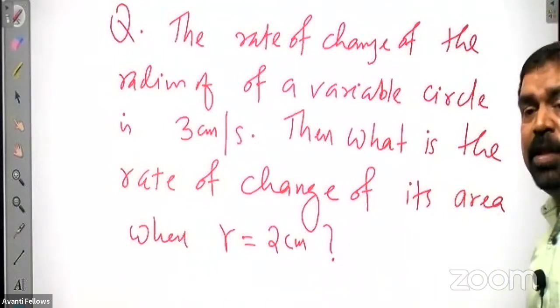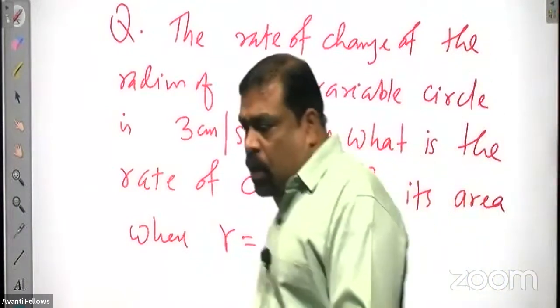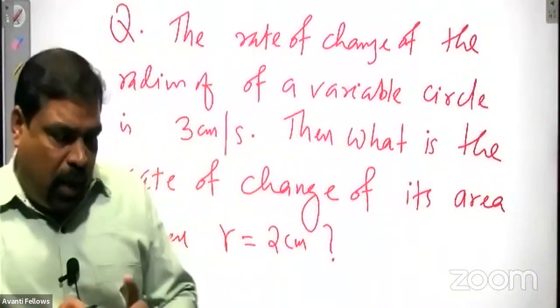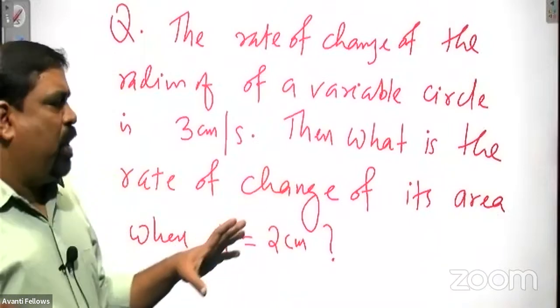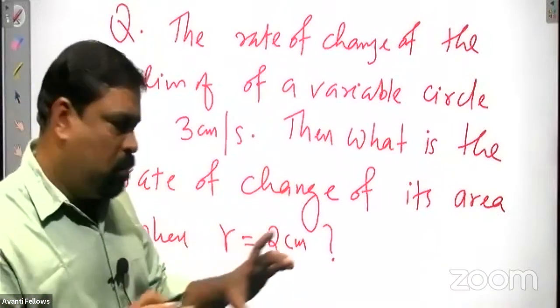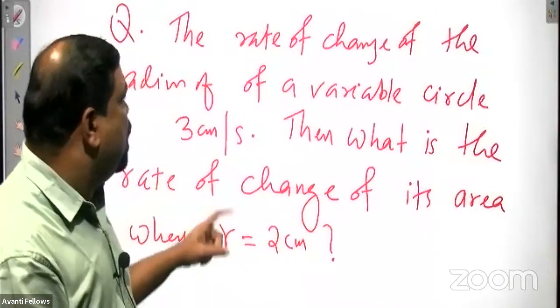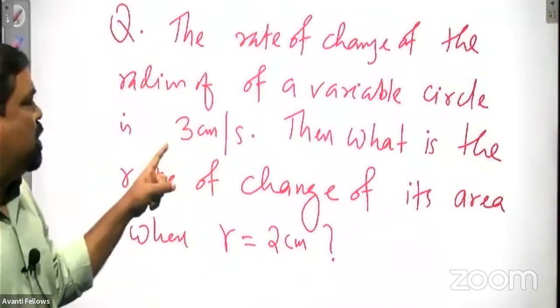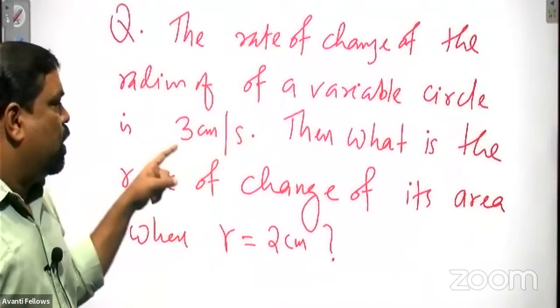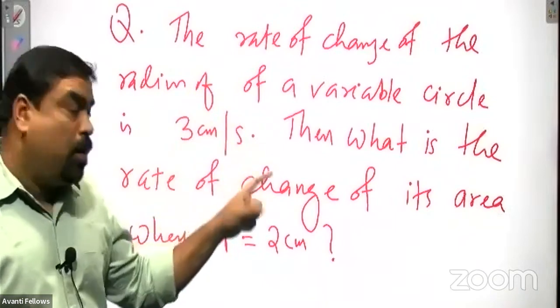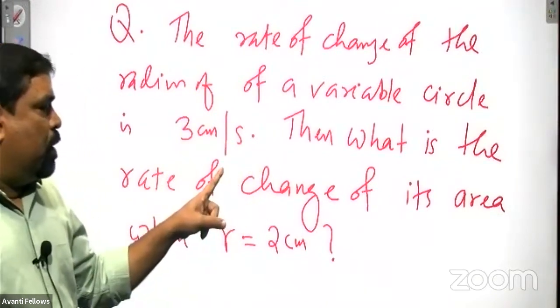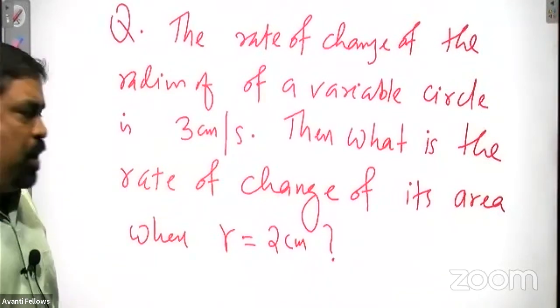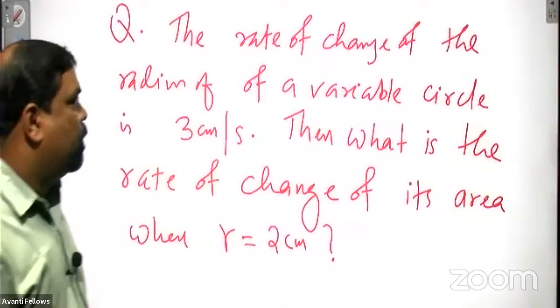Here also imagine this is a variable circle. The radius is continuously increasing or decreasing, changing. Okay, so correspondingly the area also will be changing. The rate of change of the radius is given as 3 centimeter per second. The radius is changing at the rate of 3 centimeter per second. So we have to find the rate of change of the area.